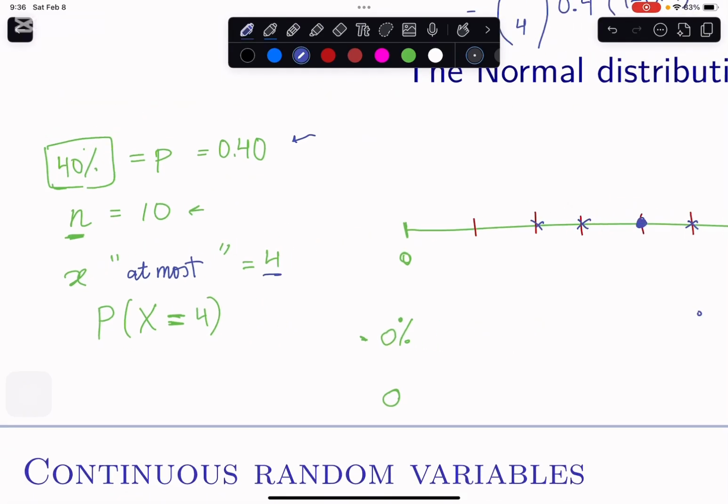It means the most we can reach is 4. Our minimum is 0, right? So the most we can reach is either 0 or 1 or 2 or 3, or at most 4. The word at most includes the number 4.